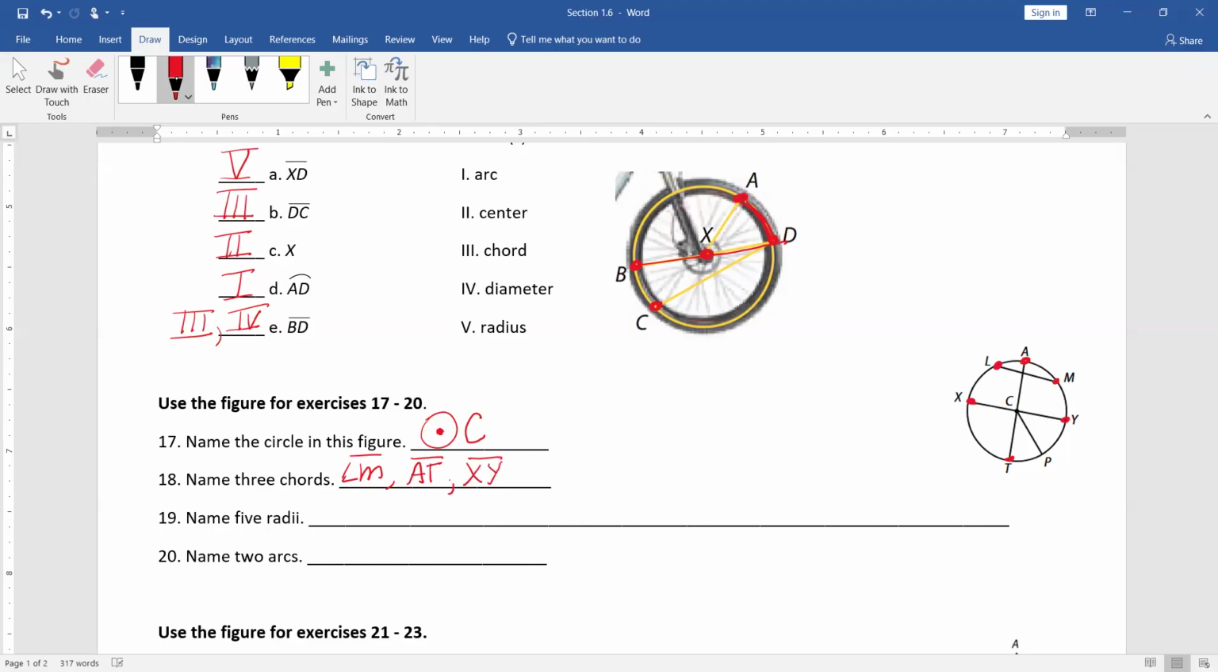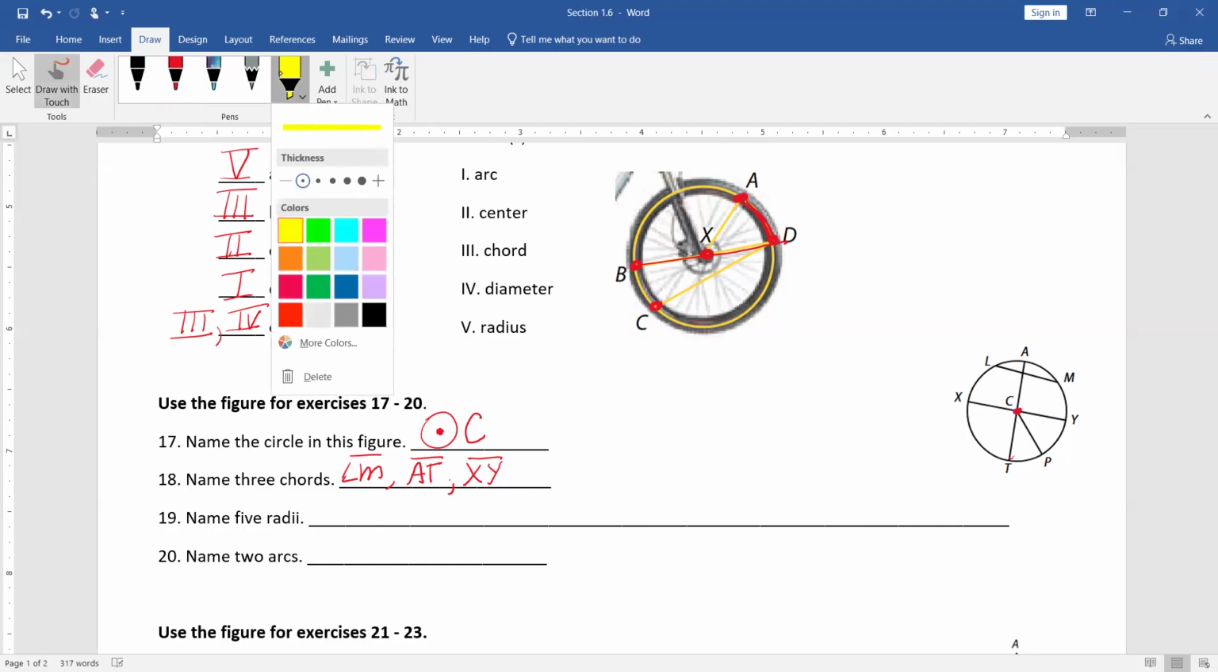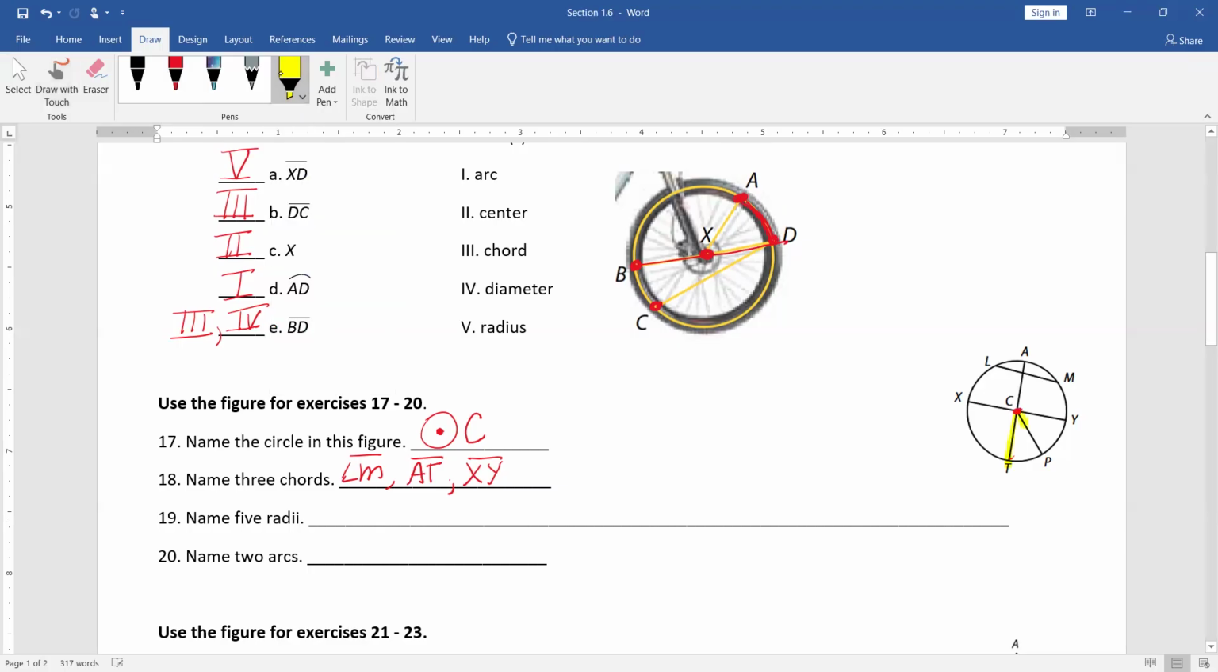And then 5 radii. So radii just means that they start at C and they go to the circle's perimeter. So we have this one, this 2, 3, 4, and 5. If I were to name those, I would have CX, CA, CY, CP, and CT.